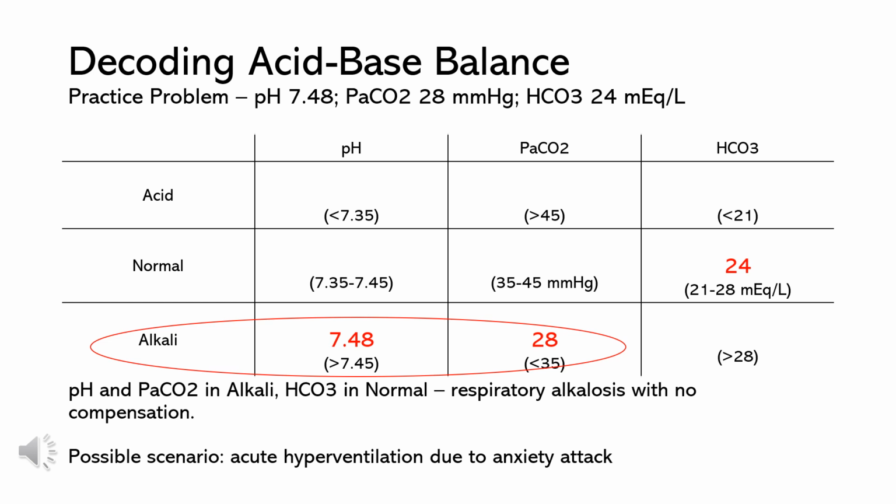Okay, let's fill out the chart and see what we have. Our pH of 7.48 is greater than 7.45, so that is alkali. Our PaCO2 of 28 is less than 35, so that is also alkali. Our bicarb of 24, well, that's normal, right in the middle of the range. So we have pH and PaCO2 in alkali and bicarb in normal. So we have respiratory alkalosis with no compensation. A possible scenario that could cause this is acute hyperventilation due to an anxiety attack.